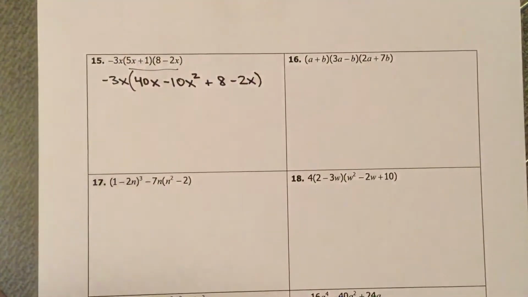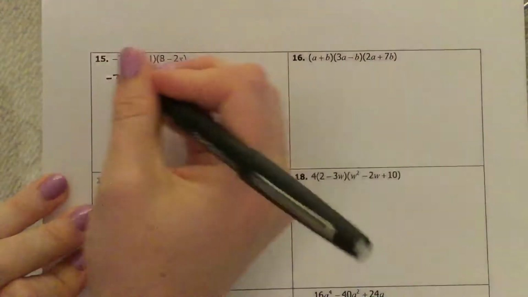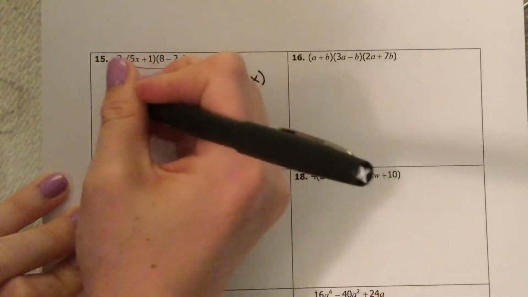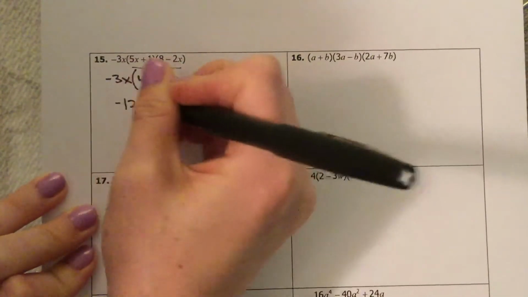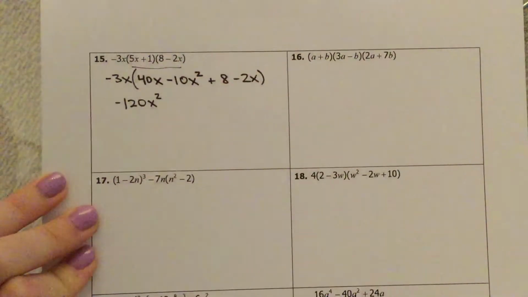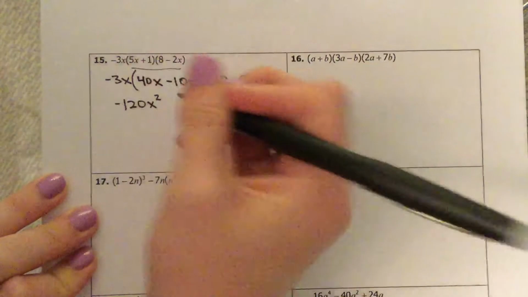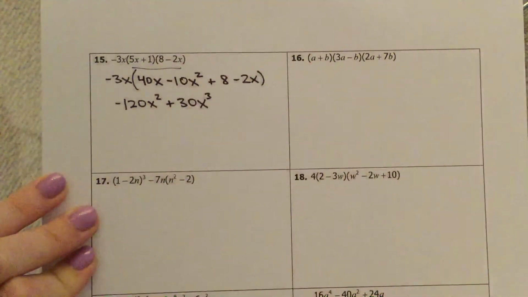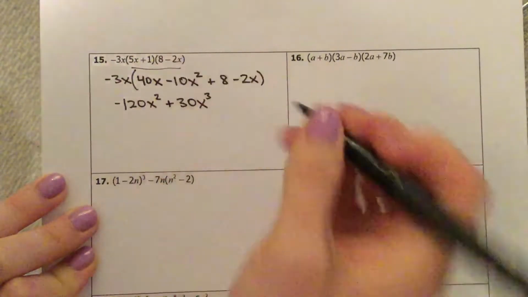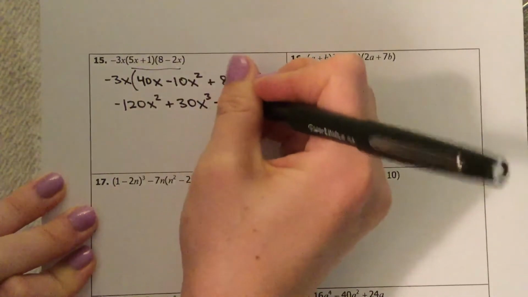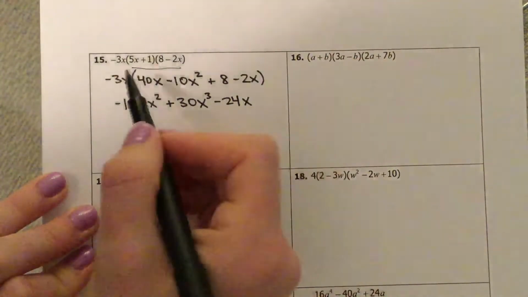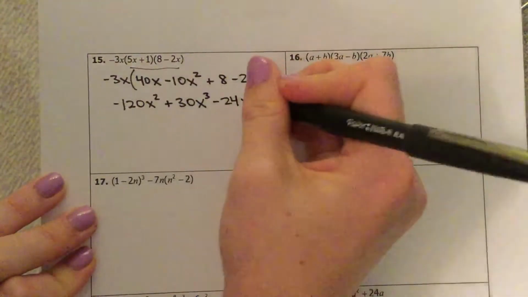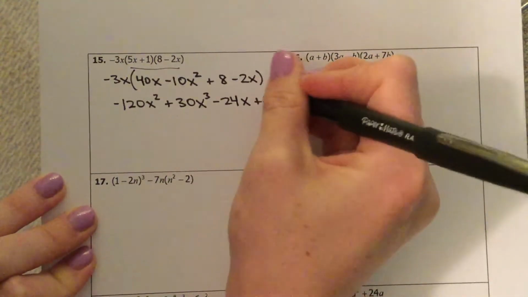All right, so I'm going to distribute now that negative 3x from the outside. We'll combine like terms, then make sure it ends up in standard form. So distribute this negative 3x to this first term. We'll have negative 120, and our exponent will be x squared. Next term, negative 3 times negative 10 is positive 30. We'll have x to the 3rd. Third term, negative 3x times 8 is negative 24x. And our last, negative 3x times negative 2x would be a positive 6x squared.